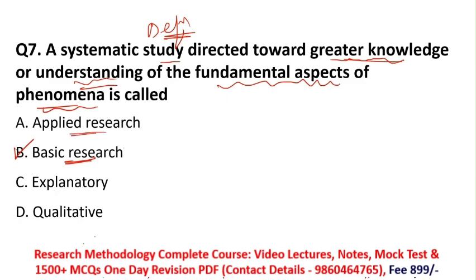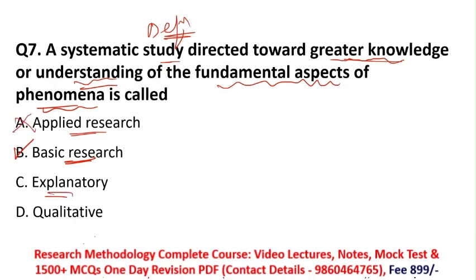Option A here is applied research. So what do we do in applied research? In applied research, whatever theory we have, we apply it and solve a particular problem. Here we are not solving anything. The researcher is just doing this research for the sake of knowledge. So option A is incorrect.